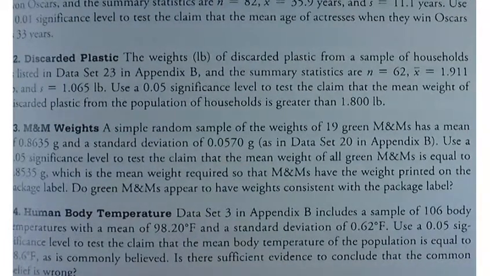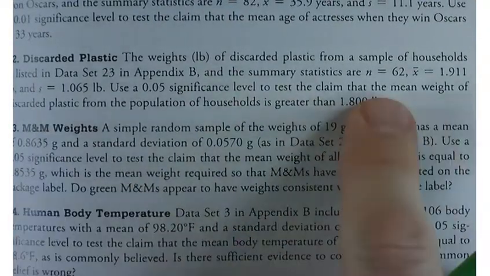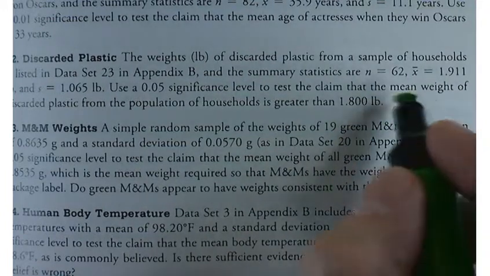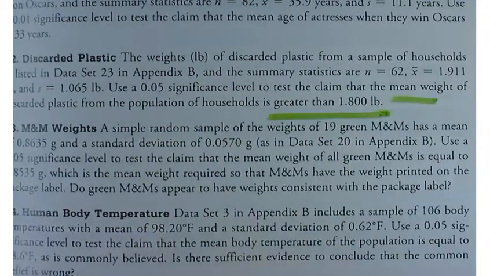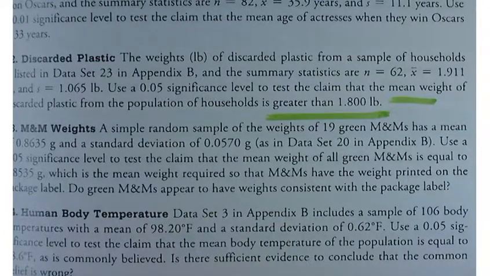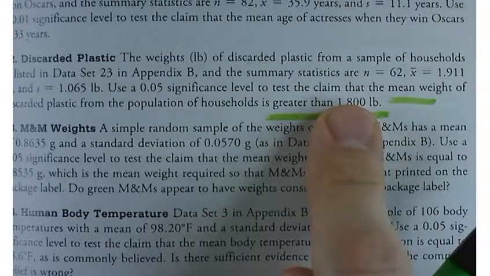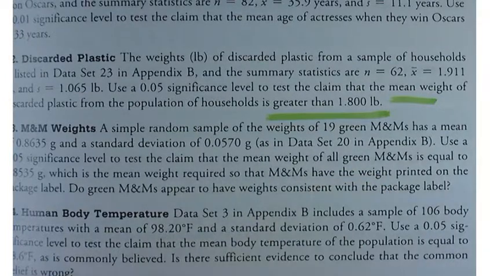So let's key in on this first. We're going to test the claim that the mean weight of discarded plastics is greater than 1.8 pounds. So that's the original claim that we're going to be testing. What parameters should I write down as part of my null and alternative hypothesis? Mu, sigma, or p? Mu. Good. Because we're testing a claim about a population mean.